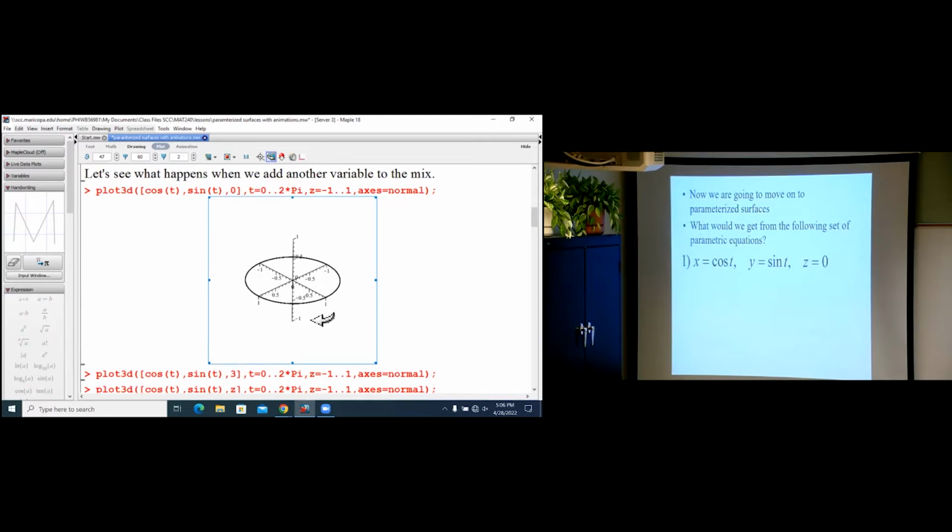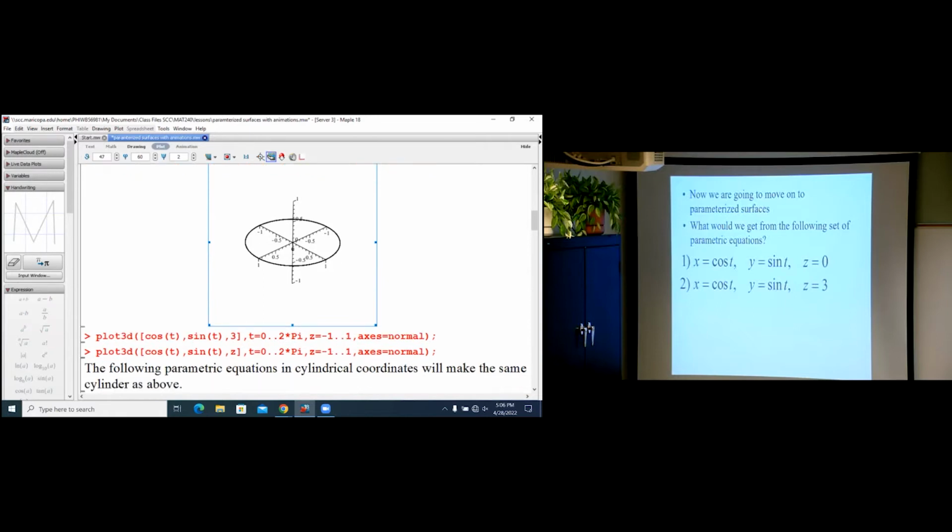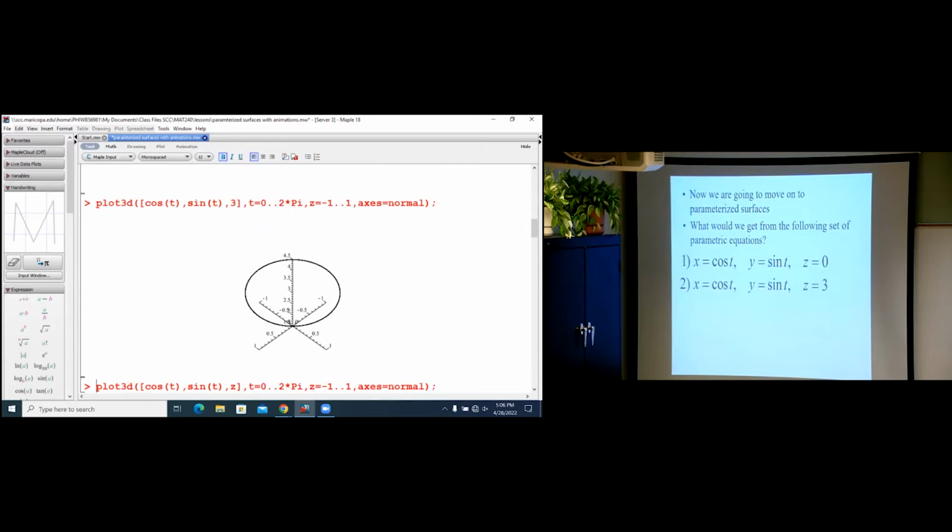All right, well, let's start to mess around with z a little bit. We know the cosine and sine give us a circle. What can we do with that circle? Well, what happens if I make z be 3? Well, it moves it up, right? Because now our circle's in the plane z equals 3. This is, again, nothing new. This is space curves. This is stuff we did way back in module 2, I think.